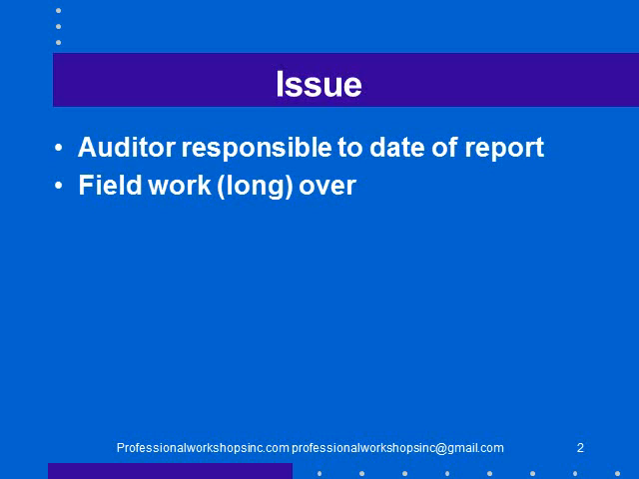Now, the issue with subsequent events is the auditor is responsible to look for subsequent events up to the date of the audit report. And often there's a gap. Field work can be in a smaller audit long over. In a larger audit, maybe the time isn't that long, but field work is over for a period of time before the date of the audit report, because many things are happening. Management and the board of directors are approving the financial statements and things are happening, so there's a gap. And how do we, as an auditor, do something after field work is over and up to the date of the report to satisfy our obligations for subsequent events?